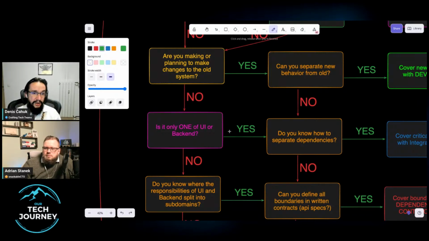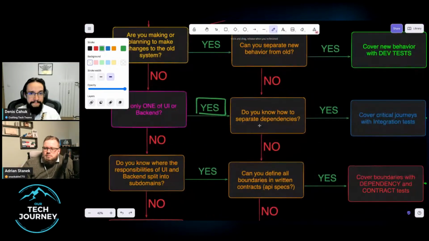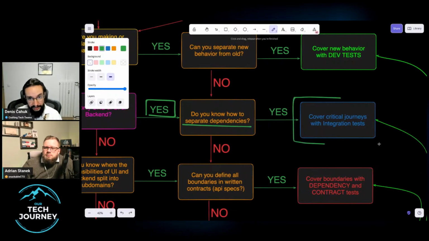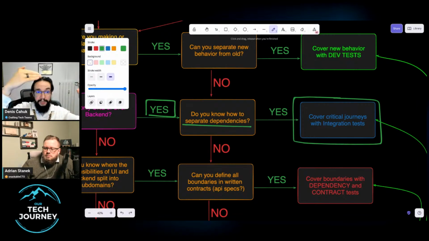If it's a specialized project, so just backend or just frontend, do you know how to separate dependencies? Right? So do you know how to independently upgrade one package without making a mess? If you know, then cover the critical journeys with integration tests, because that's easy, right? If you're about to update a package, cover that with integration tests, because after you update the package, it might be that the newer version has an SDK, which will be a lot friendlier to testing. So you get a little bit of a bump in quality for free after migration.